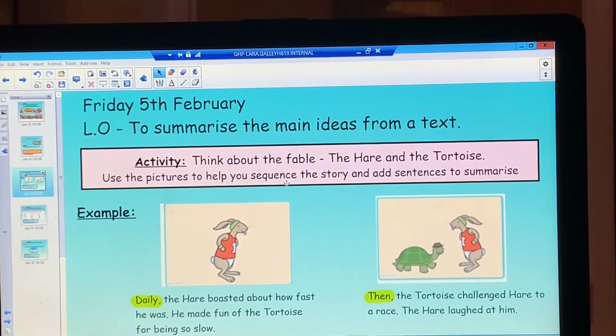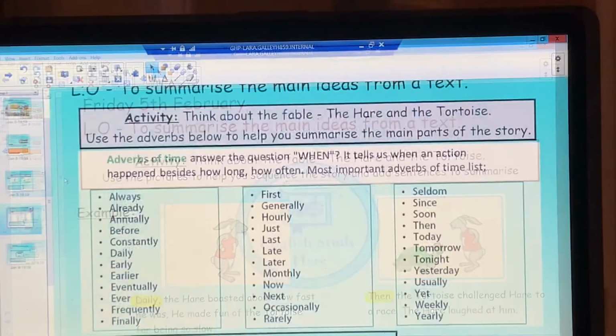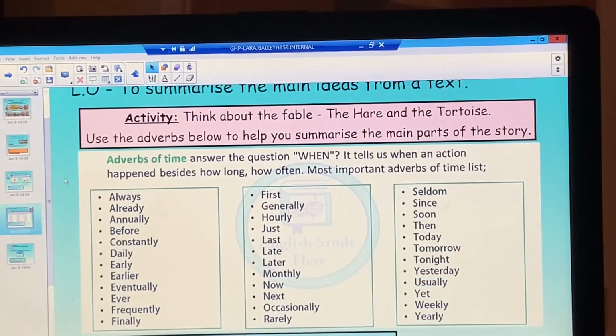And then the next picture is of the tortoise and the hare, and I've just written a little sentence there to summarise it by saying, then the tortoise challenged hare to a race. The hare laughed at him. So I'm looking forward to seeing your summaries of the fable The Hare and the Tortoise. Make sure that you are using the adverbs to help you summarise the main parts of the story.